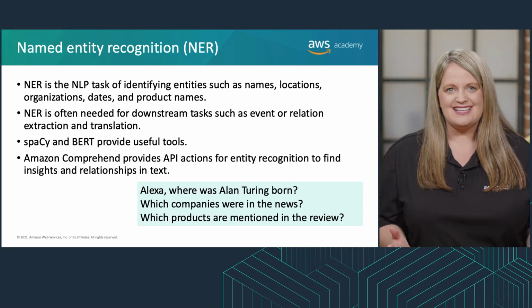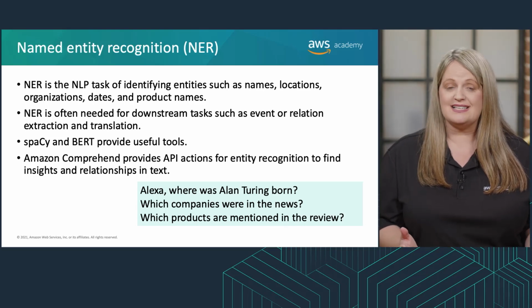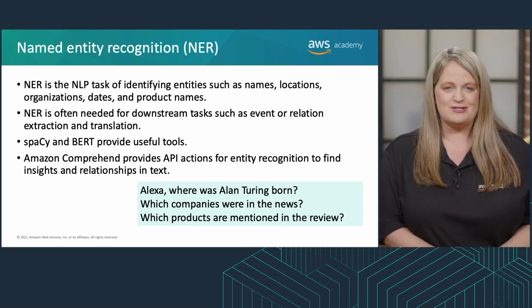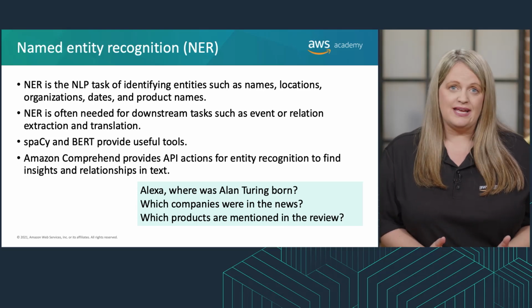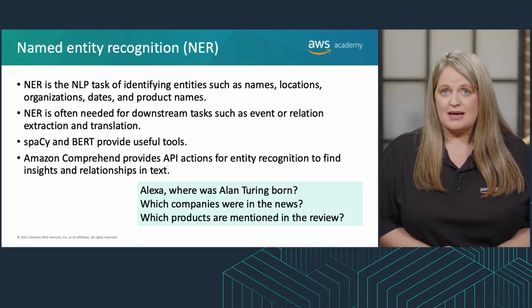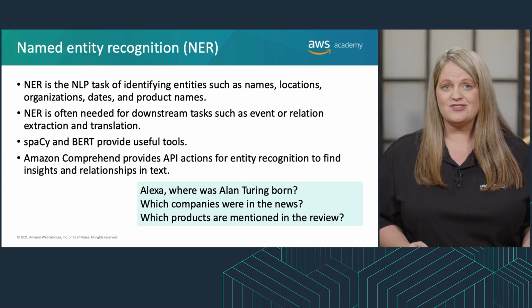Spacy has an excellent set of tools for extracting and visualizing named entities. You can also use transformers such as BERT. Amazon Comprehend provides an API for entity recognition. You can use this API without machine learning knowledge.